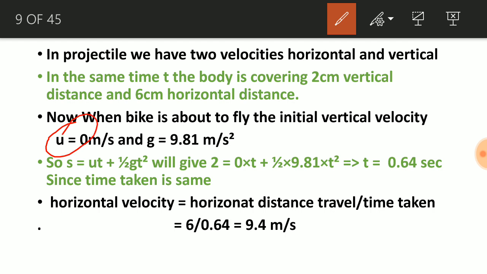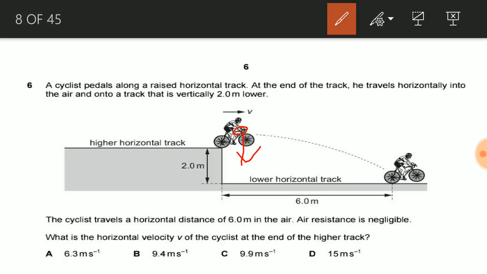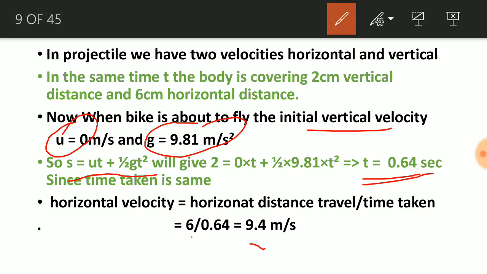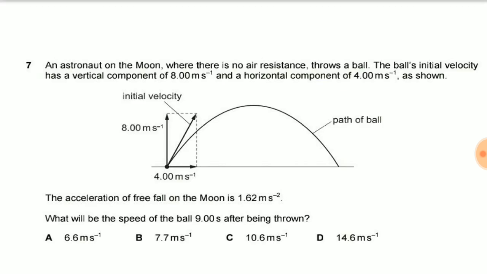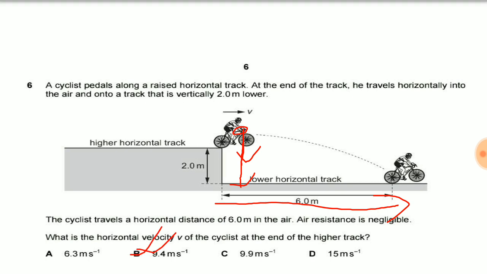Now let us find the time period. Initial velocity is 0 towards the vertical direction, g is 9.8. On using s is equal to ut plus half gt square, we will get our time is 0.6 second. By the time 0.6 second, it travels this distance towards this axis, but it travels 6 meter towards this axis. Now we know our distance, now we know our time. Now distance divided by time gives us velocity, that is 9.8 meter per second. 9.8 meter per second is in option choice B. So B is the correct answer for this question.